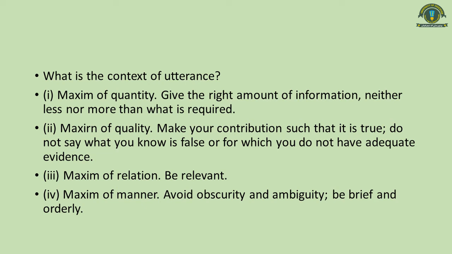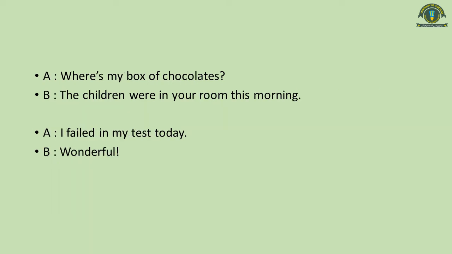So people often give more or less information than required or make irrelevant contributions. When this happens, some implied meanings arise as a result. For example, in the interaction, A: Where is my box of chocolates? B: The children were in your room this morning. B's sentence violates the maxim of relation because the reply is apparently not relevant to A's question.